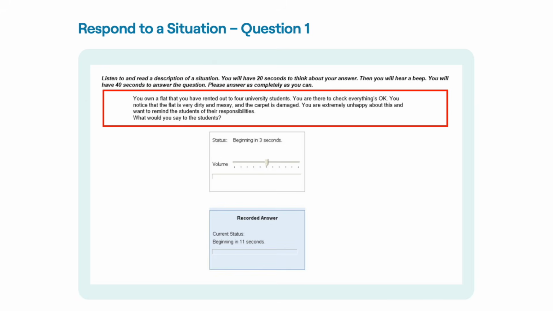So what is respond to a situation? You are given a situation from an everyday context, and the task is to see how you would respond to that. It's an oral task. For example, imagine a situation where you see a notice put up by one of your neighbors regarding the sale of a car. You're interested in the purchase of this car.